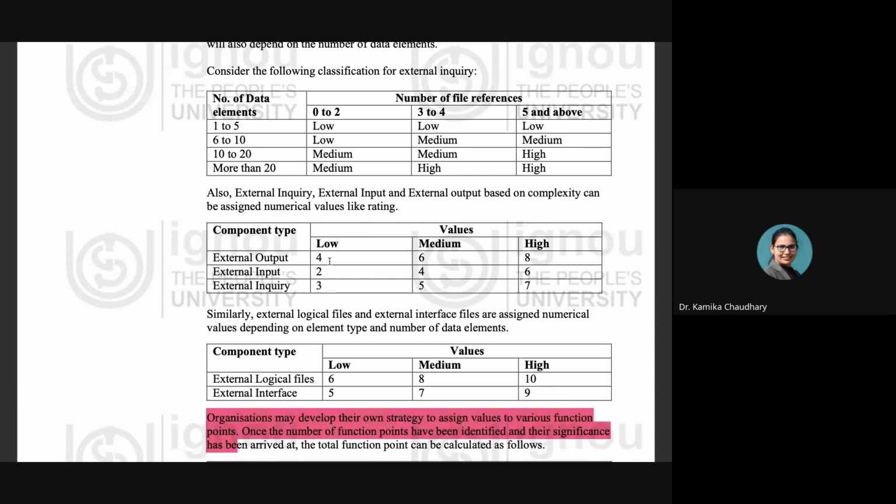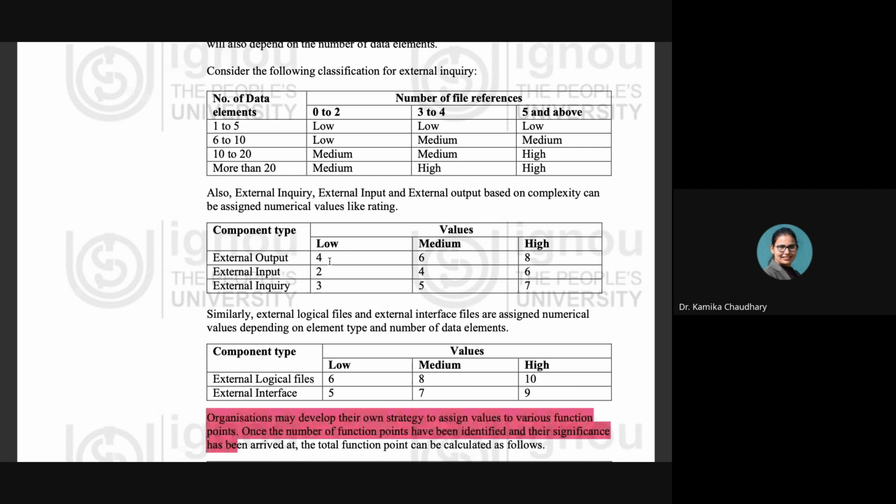Then external logical files values are shown like this: low, medium, and high, 6, 8, 10, and external interface are like this. So organizations may develop their own strategy, written over here. You just need to pay attention that organizations have the authority to have their own strategy to assign these values. You will be wondering where these values are coming from. These values are dependent on the organizations only. They have the authority to develop their own strategy in order to assign these values to the various function points.